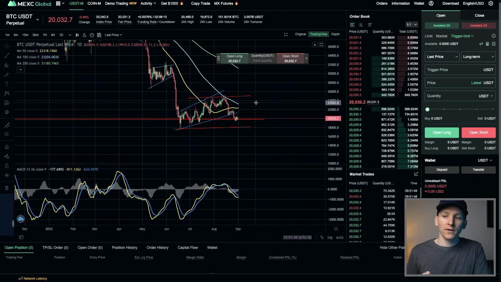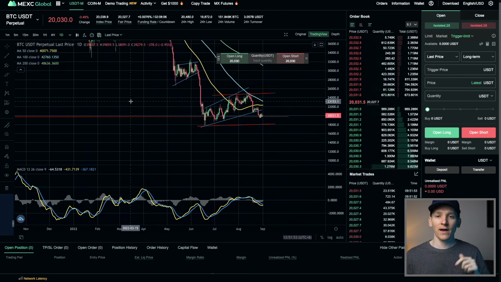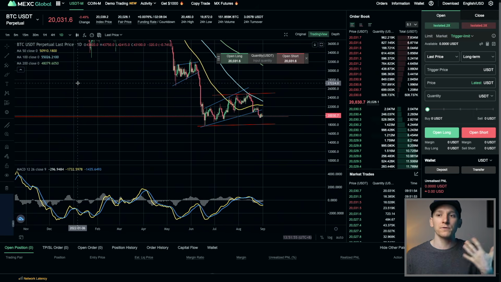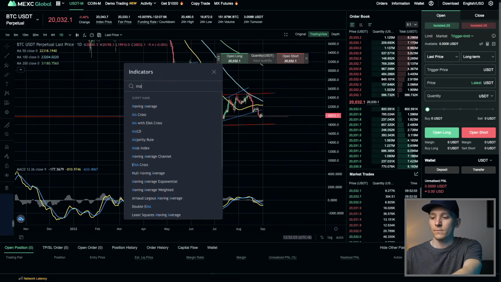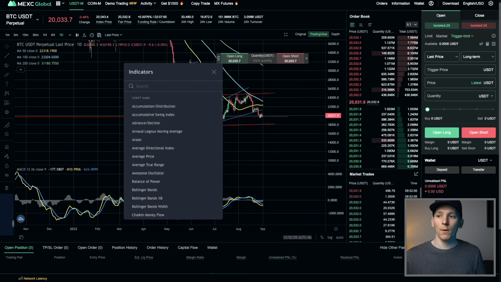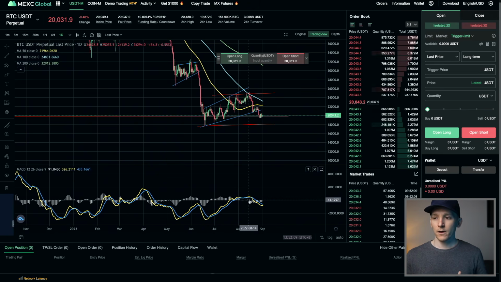So the one thing I would do here is use MACD for momentum. If you don't know what MACD is, I have some videos going over that. I also cover that in my crypto course as well, trading strategies and everything like that. So we want to put MACD on the chart. So go over to the indicators right here, type in MACD. Like I said, if you don't know what MACD is, the videos explain that, linked in the description below.